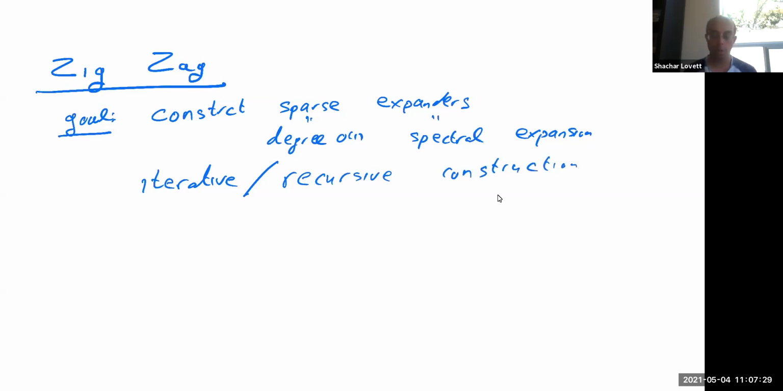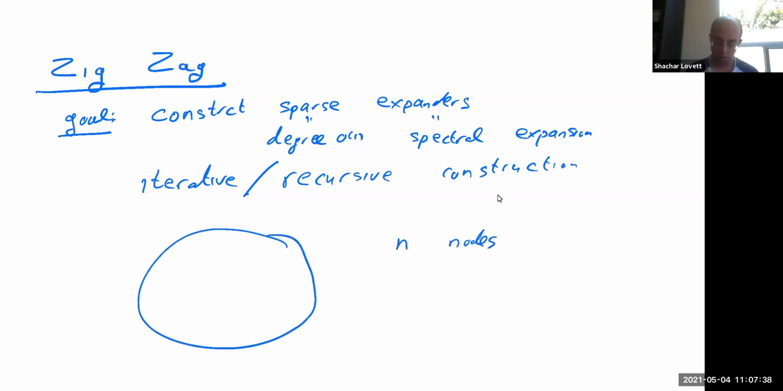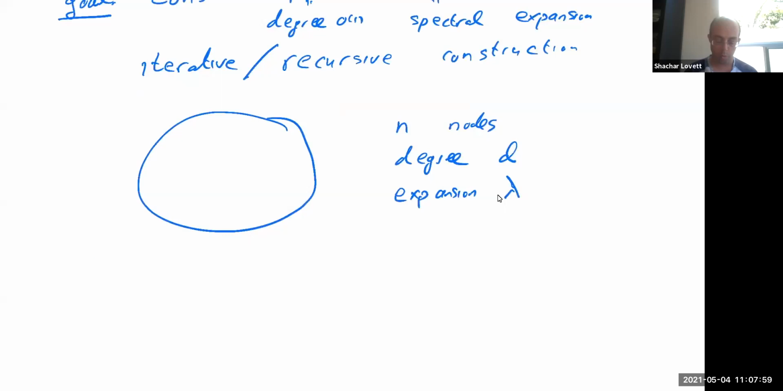Imagine that you were already somehow able to get some expanders. Here's my expander. It has n nodes, its degree is going to be D, and the expansion is going to be lambda, which in this class always refers to spectral expansion. So I won't say spectral again. Whenever I say expansion, I always mean spectral expansion. And the question is, what operations?